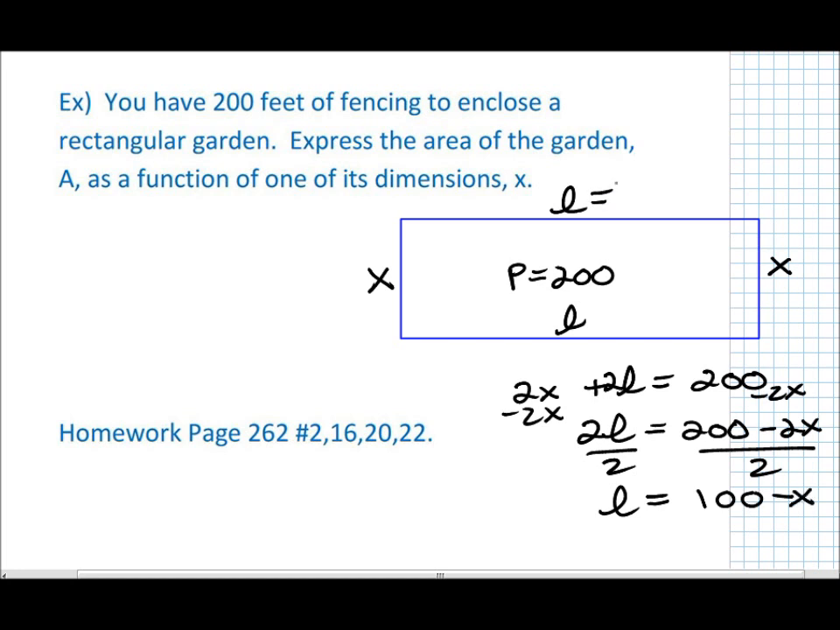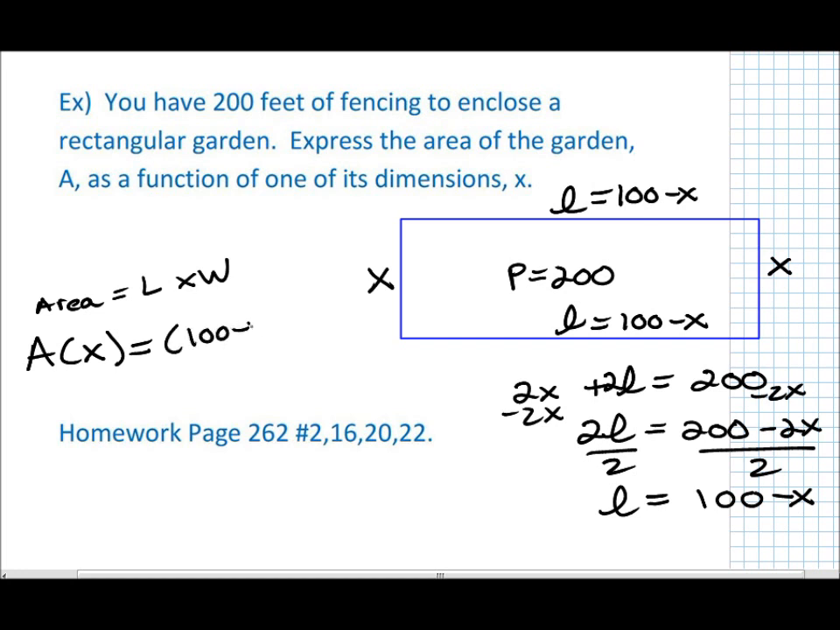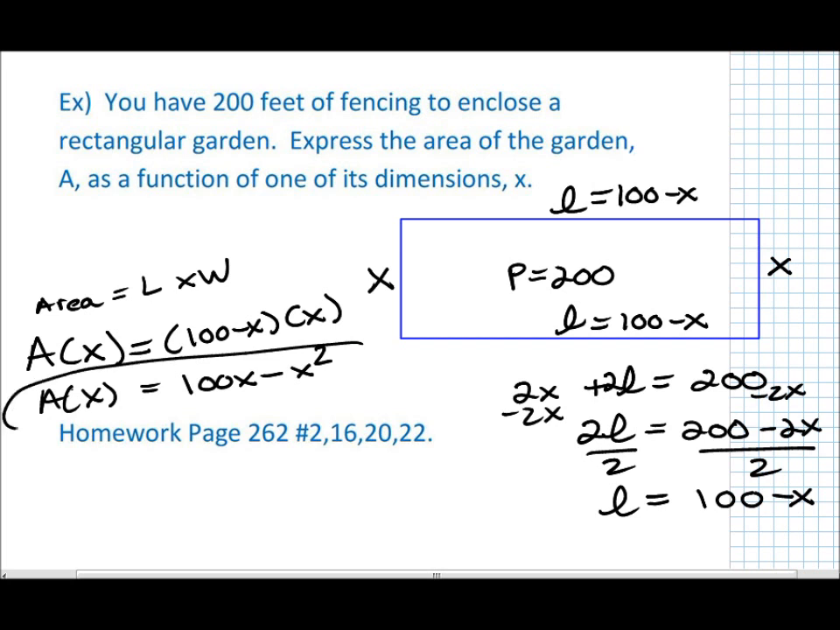So that means this is 100 minus x, and this is 100 minus x, which means to find the area, and that's what A of x means, the area. And remember, the area of a rectangle is length times width. So the length is 100 minus x, and the width is x. So if I just distribute, it's going to be 100x minus x squared, and that would be my function for my rectangular garden.